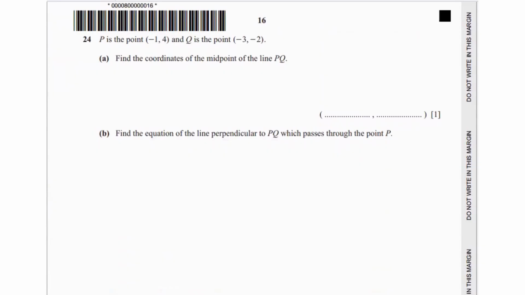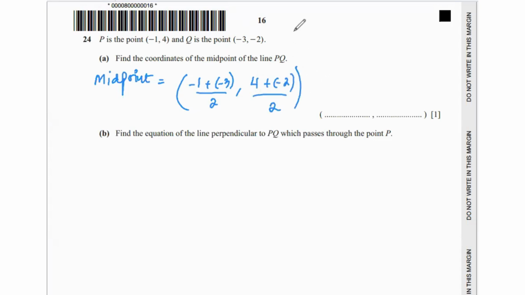Then it says P is the point (-1, 4) and Q is the point (-3, -2). Find the coordinates of the midpoint of the line PQ. For the midpoint of the line PQ, there's a formula that we use, which is you add both x values, so -1 plus -3 divided by 2, and do the same for y, 4 plus -2 over 2. Now remember, coordinates are ordered pairs, so you always write x first and then y.